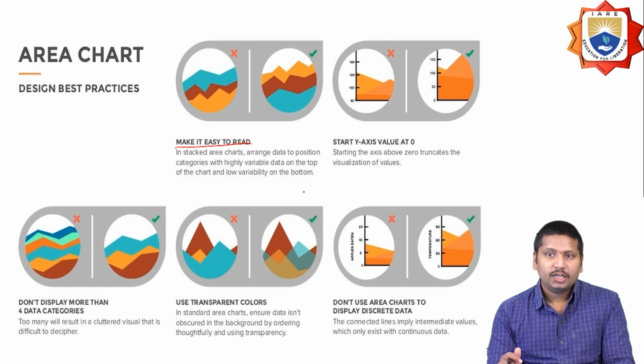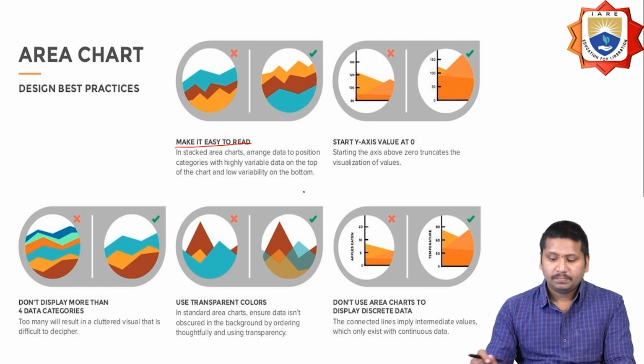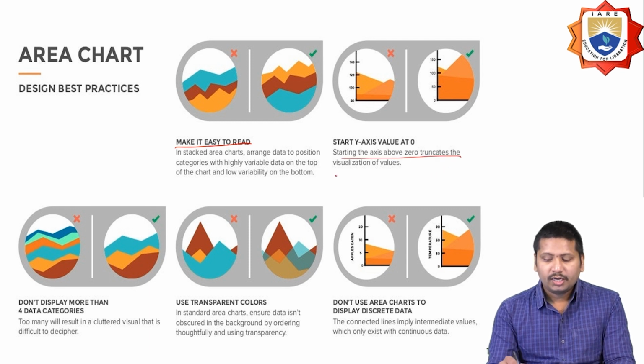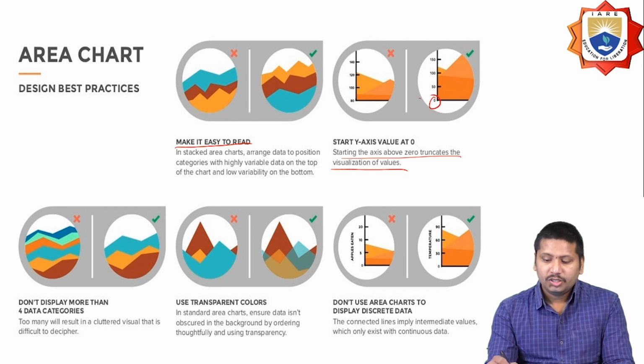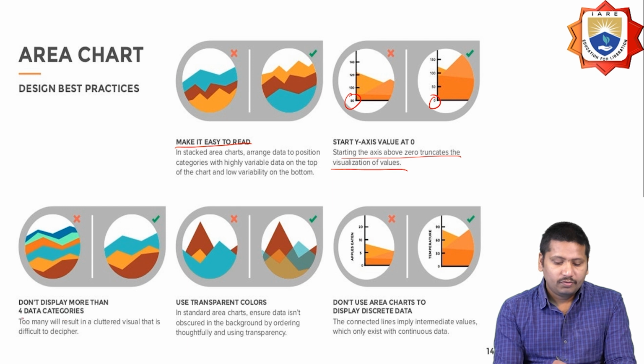So in the standard area chart, ensure that the data is not obscured in the background by using transparency, and don't use the area chart to display discrete data. Starting the axis above 0 truncates the visualization value. So specify 0 so that it is better, and don't display more than 4 categories.